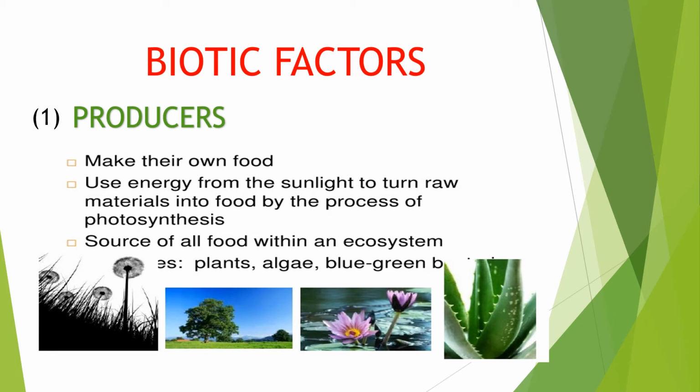First is the producers. Producers are the autotrophs which can make their own food. They can use the energy from the sunlight to turn the raw materials into food by the process of photosynthesis. All the plants are the producers.